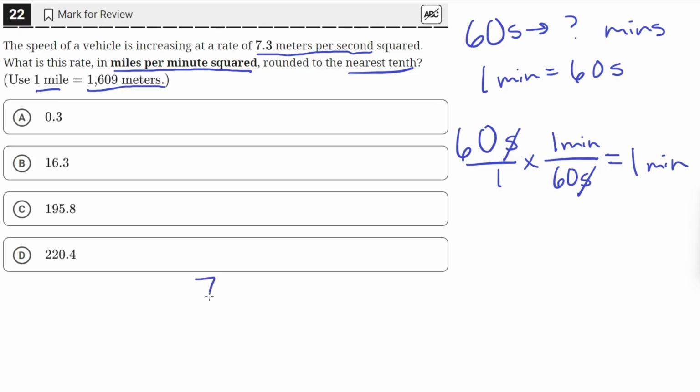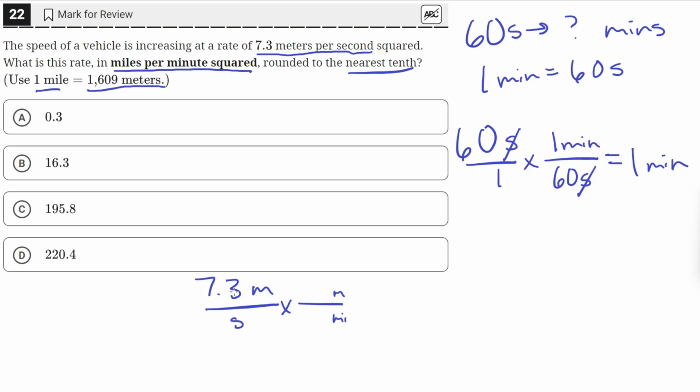We're told that we need to convert this quantity, 7.3 meters per second, and we want miles per minute. So first, let's convert the meters to miles, and we'll use the fact that 1 mile is equal to 1,609 meters. The choice we need to make is, do we put the unit miles in the numerator and the meters unit in the denominator, or do we put the meters unit in the numerator and the miles unit in the denominator?